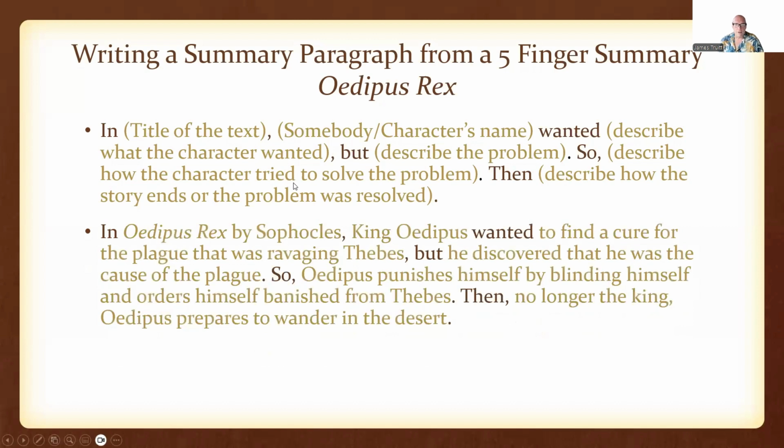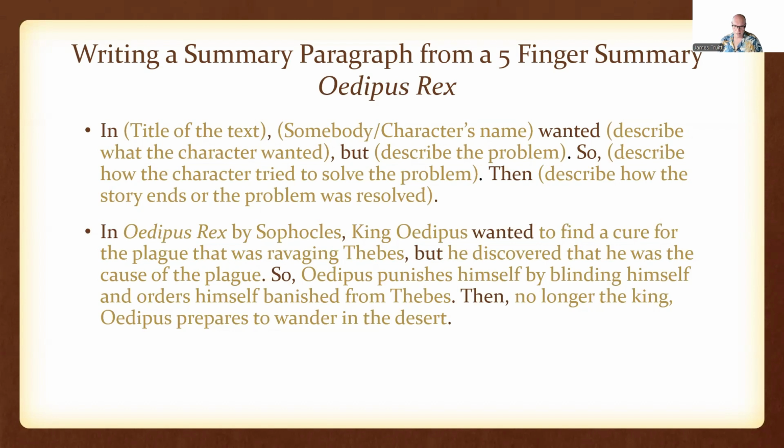So if we were going to fill in using our five-finger summary on the previous page, it would look something like this. In Oedipus Rex by Sophocles, King Oedipus wanted to find a cure for the plague that was ravaging Thebes, but he discovered that he was the cause of the plague. So Oedipus punishes himself by blinding himself and orders himself banished from Thebes. Then, no longer the king, Oedipus prepares to wander in the desert.